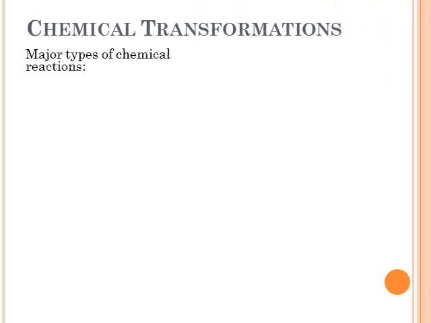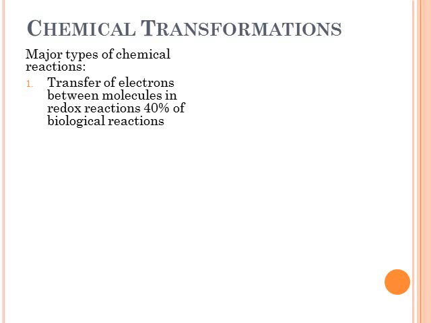So in biological systems, there are three main categories of chemical transformations. Today we're looking at the first one here, which is the transfer of electrons between molecules in what we call redox reactions, and they make up a fairly large portion of our biological reactions, particularly because they are so crucial to cellular respiration, and we understand that cellular respiration is essential to the life of biological systems.